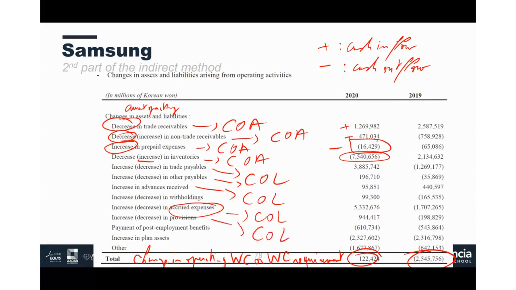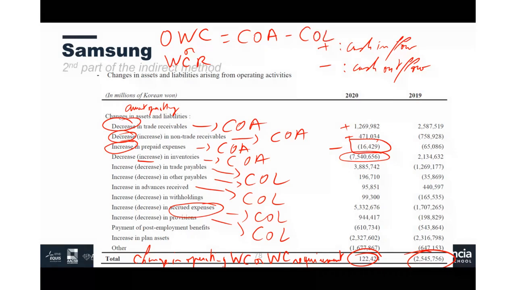So normally the operating working capital or working capital requirement is equal to the current operating assets minus current operating liabilities. Here what we want is a change. Change in operating working capital or working capital requirement is equal to the change in current operating assets minus the change in current operating liabilities.